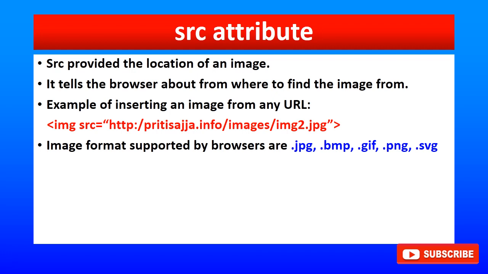Now we take an example that suppose you want to insert an image which is there on an internet platform. Then what to do? There are two options. The first option is you can right click on the image and save that image to your computer, and thereafter you can insert the image. In the other option, you have to write the whole address, that is the URL of that image. So there are two options.